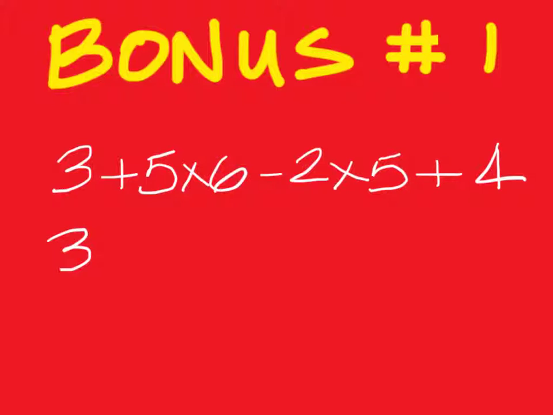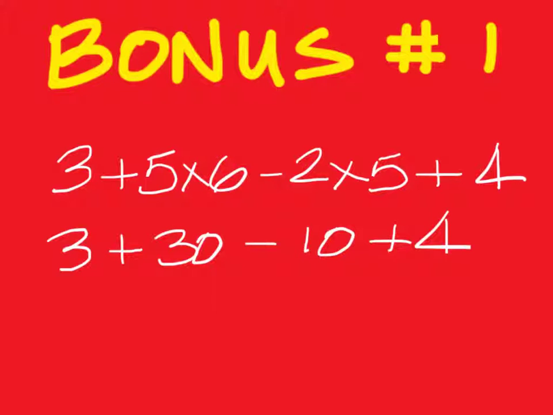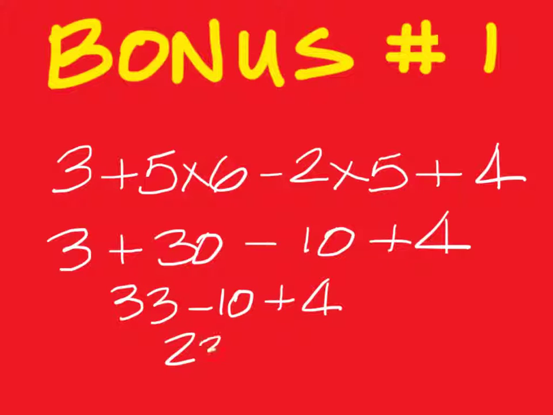You should have 3 plus 30 minus 10 plus 4. That'll be 33 minus 10 plus 4. 23 plus 4 is 27.